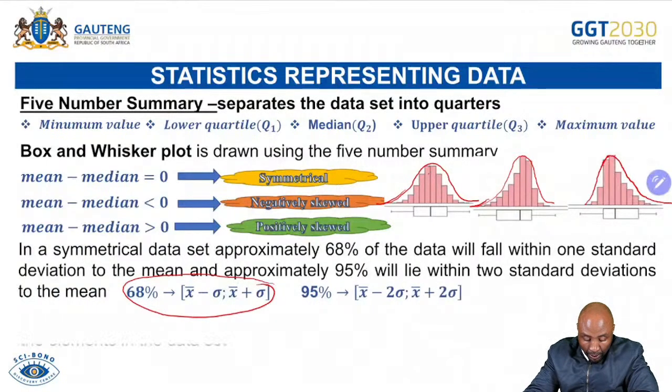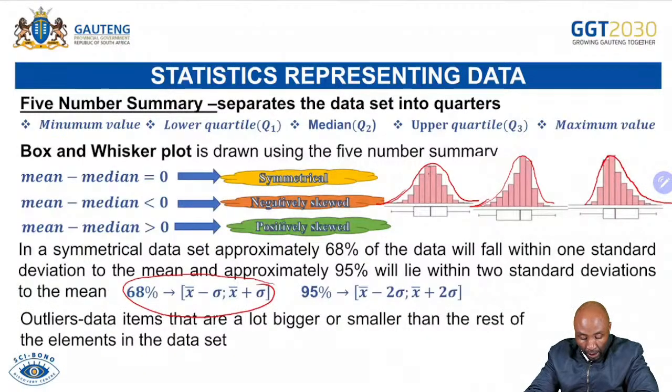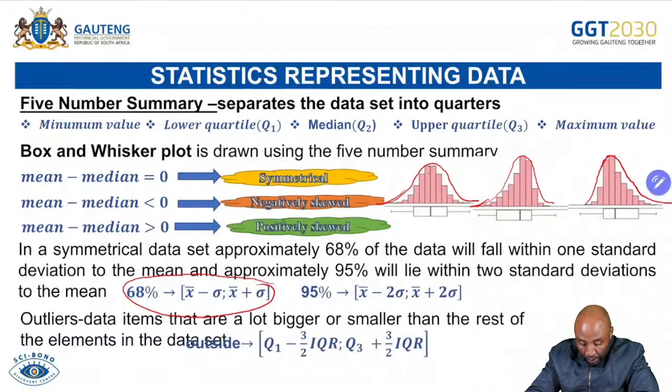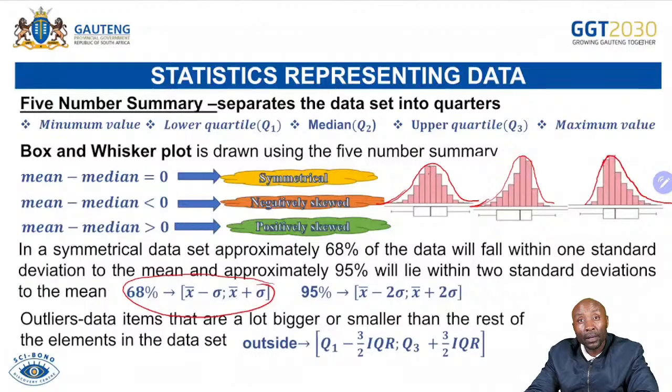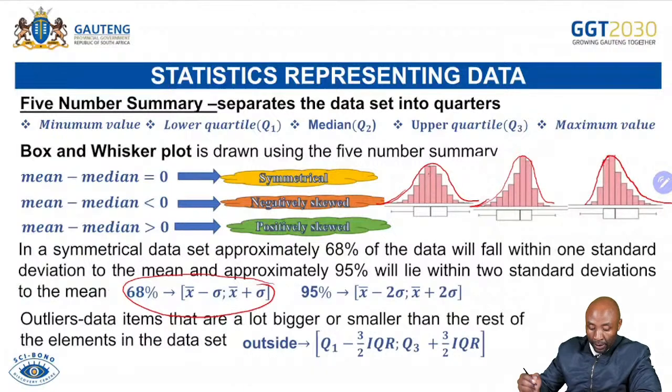Now, we also have outliers. These are data items that are a lot bigger or a lot smaller than the rest of the elements in the data set. To obtain our outliers, we use the following formula. We take our lower quartile Q1 and subtract 3/2 times the interquartile range, and to Q3 we add 3/2 times the interquartile range. Anything that falls outside that interval becomes an outlier.